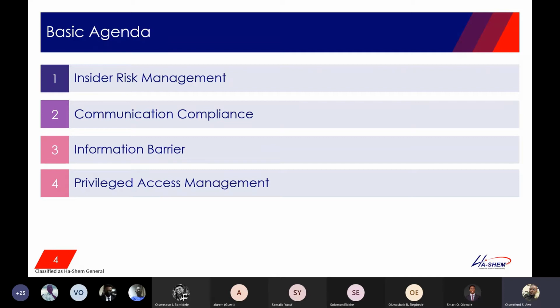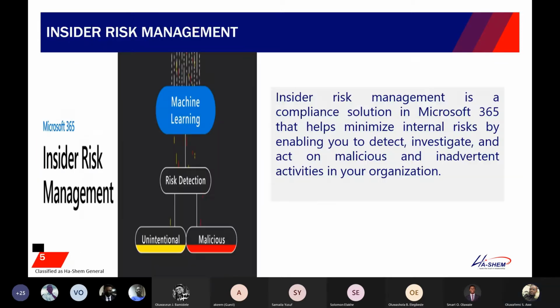Information barrier will help you to enforce compliance on different groups or users to prevent against conflict of interest. And lastly, we'll be talking about privileged access management. On Tuesday, the anchor of the program talked a bit about this. So we'll see how this solution can help us to effect privileged access management to ensure that some privileged users do not use their privilege for any other means except for official use.